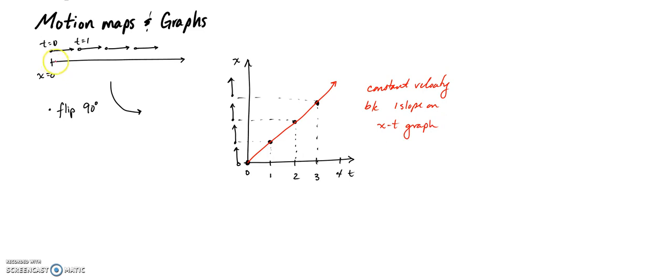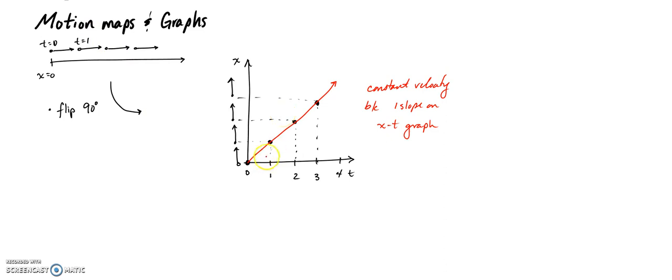Okay, and here we can visually see we have constant velocity because each of these velocities are the same. All of our arrows are the same length with the same direction, so we have constant velocity. So you can do the same thing. You can translate a motion map into a graph.